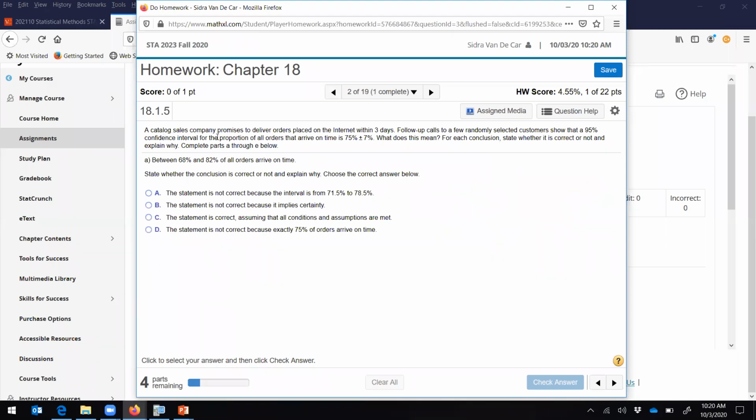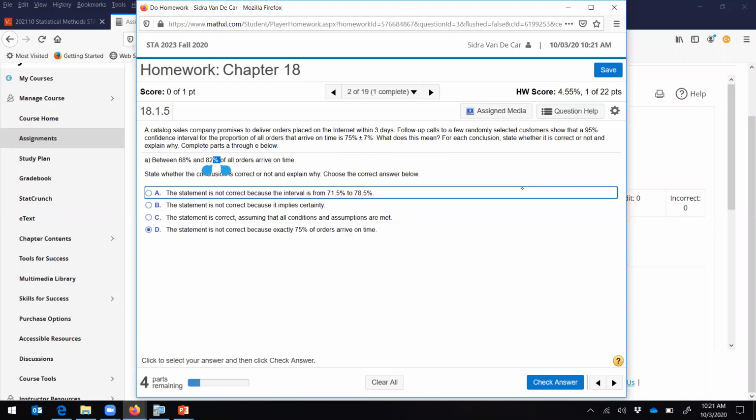A catalog sales company promises to deliver orders placed on the internet within 3 days. Follow-up calls to a few randomly selected customers show that a 95% confidence interval for the proportion of all orders that arrive on time is 75%, plus or minus 7%. Now this is the P hat value. This is like where the mean would be positioned. Plus or minus, this is our margin of error, okay? So what does this mean? If I subtract 7% from the 75 I get to 68%, and if I add 7% I get to 82%, right?